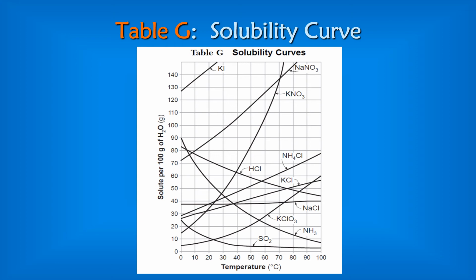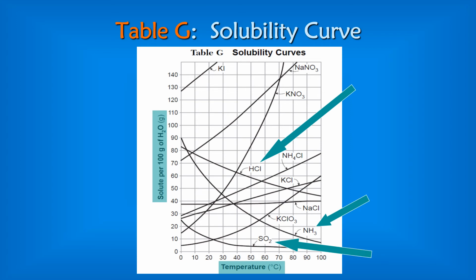So let's quickly explore this table. And guys, we'll see that on the x-axis we have the temperature, and then on the y-axis we are given the solute per 100 grams of water. And then all these curves are basically just curves for different things. So we see a curve for hydrogen chloride, we see a curve for ammonia, we see a curve for sulfur dioxide, and just all of those elements.